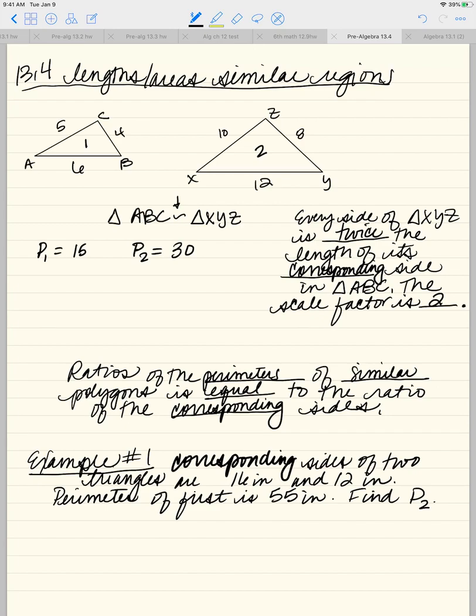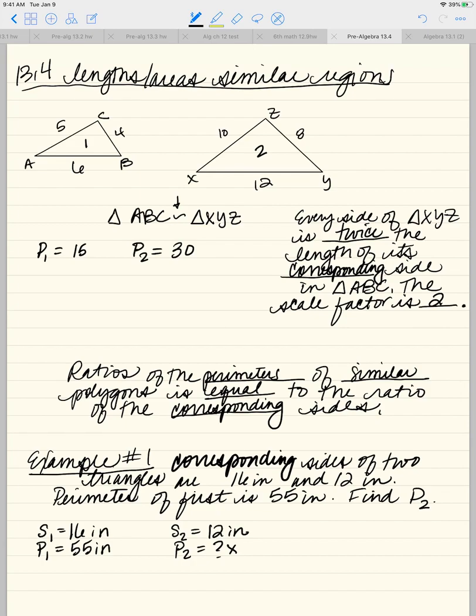So example number 1 says the corresponding sides of two triangles are 16 inches and 12 inches. The perimeter of the first is 55 inches. Find the perimeter of the second, okay? So the side of the first is 16 inches, and the corresponding side, side 2, is 12 inches. The perimeter of the first, P1, is 55 inches, and P2 is unknown. Okay, we don't know what it is. It says find P2, so we're going to call that one X.